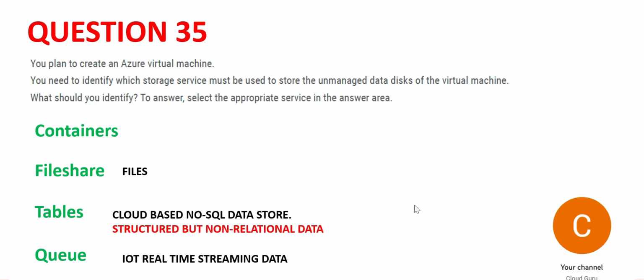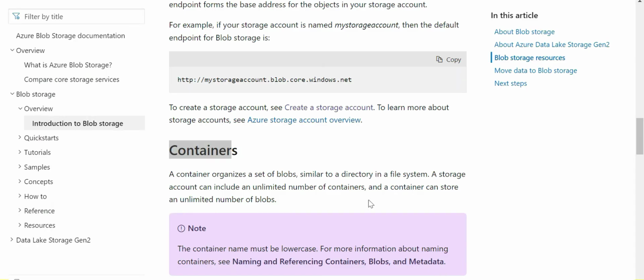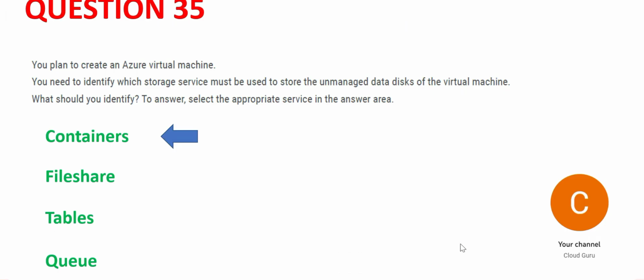That leaves us with containers, and containers are used to store unmanaged disks. If you see this documentation, containers are a set of blobs, similar to a directory in a file system. It can include an unlimited number of containers, and containers can store an unlimited number of blobs. This is exactly what we need for disk storage. Hence, container is the right answer.